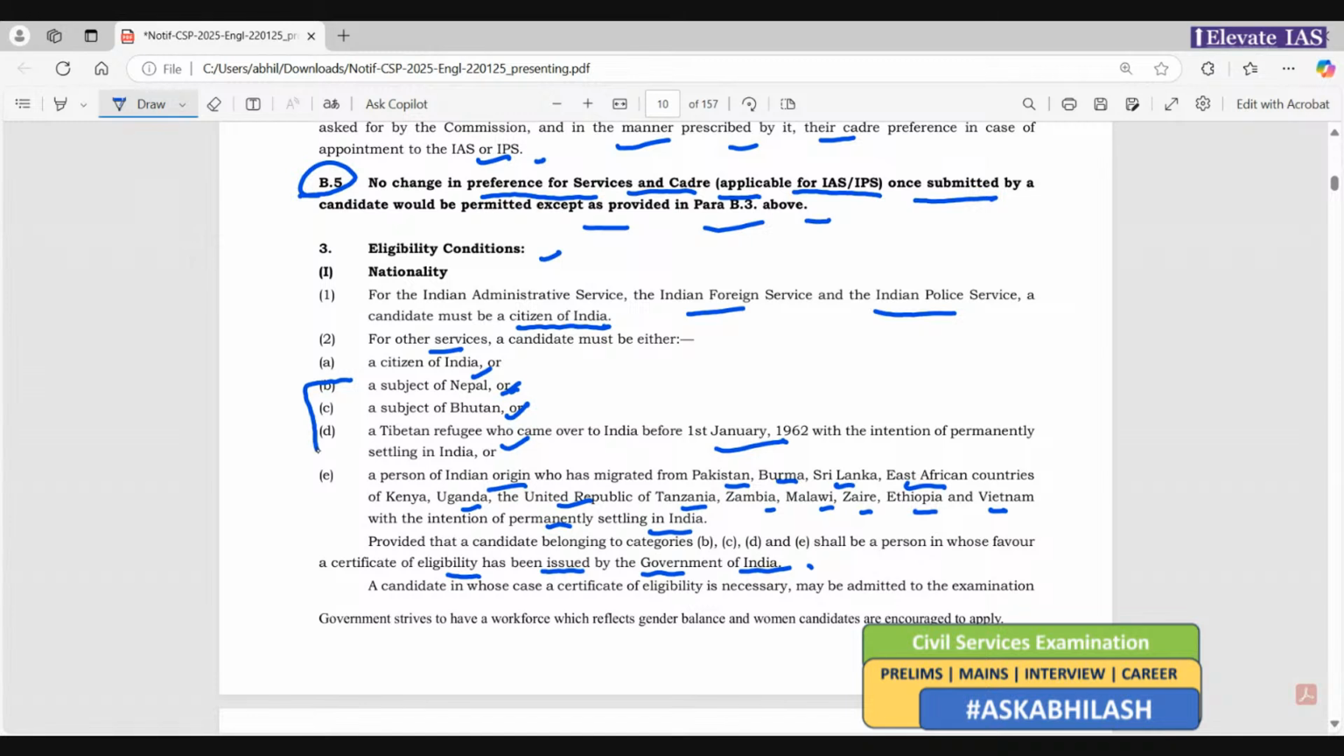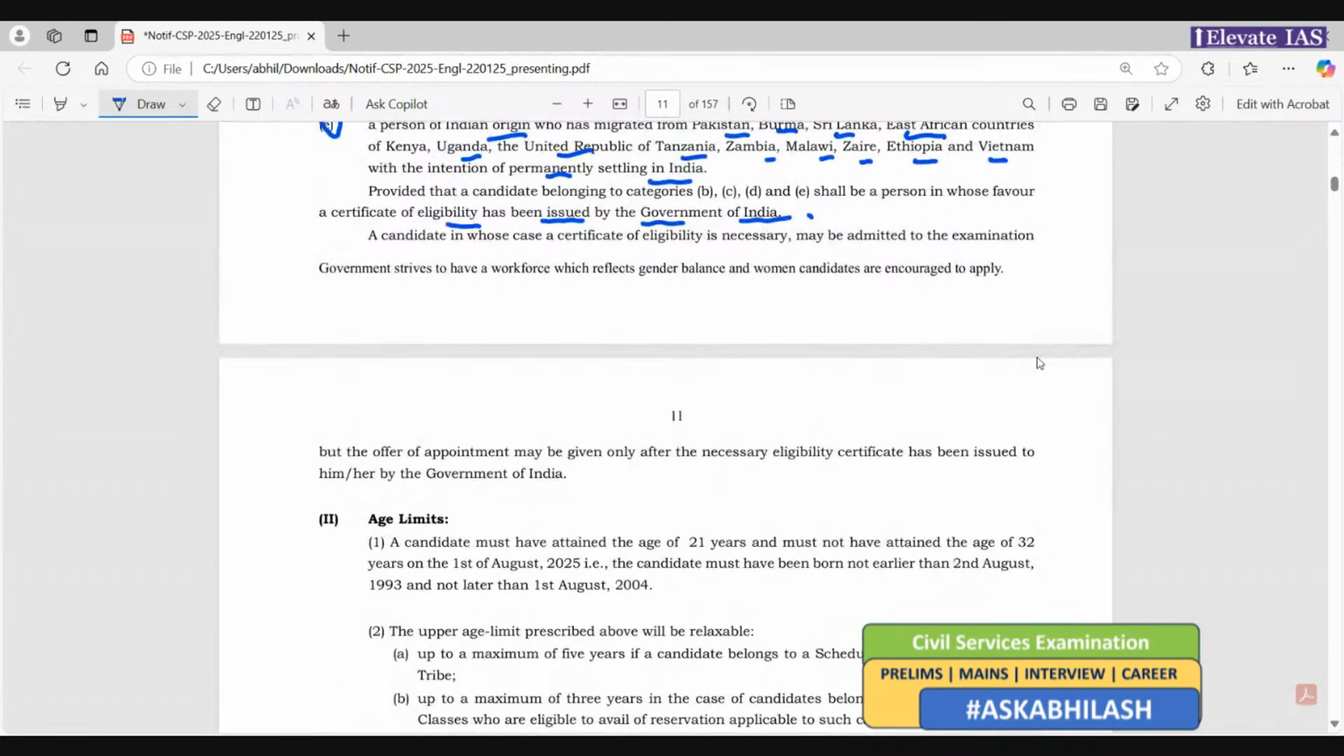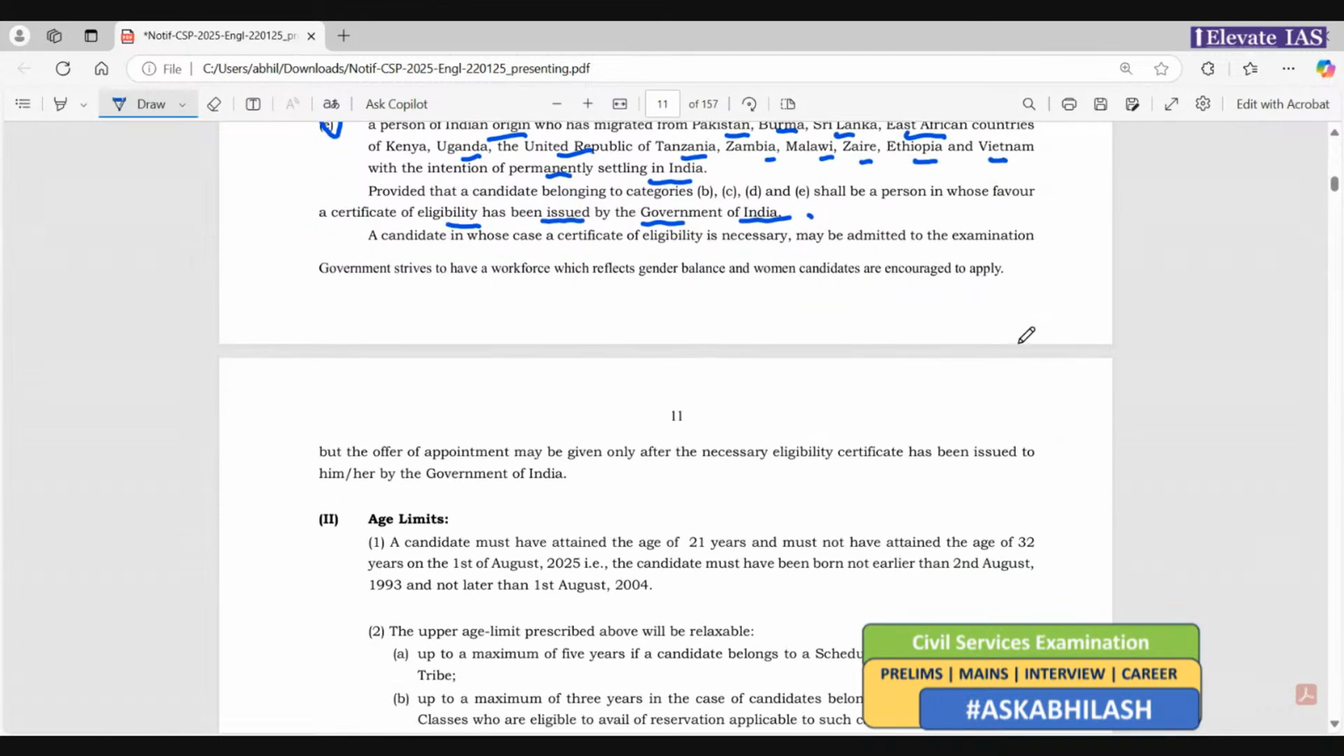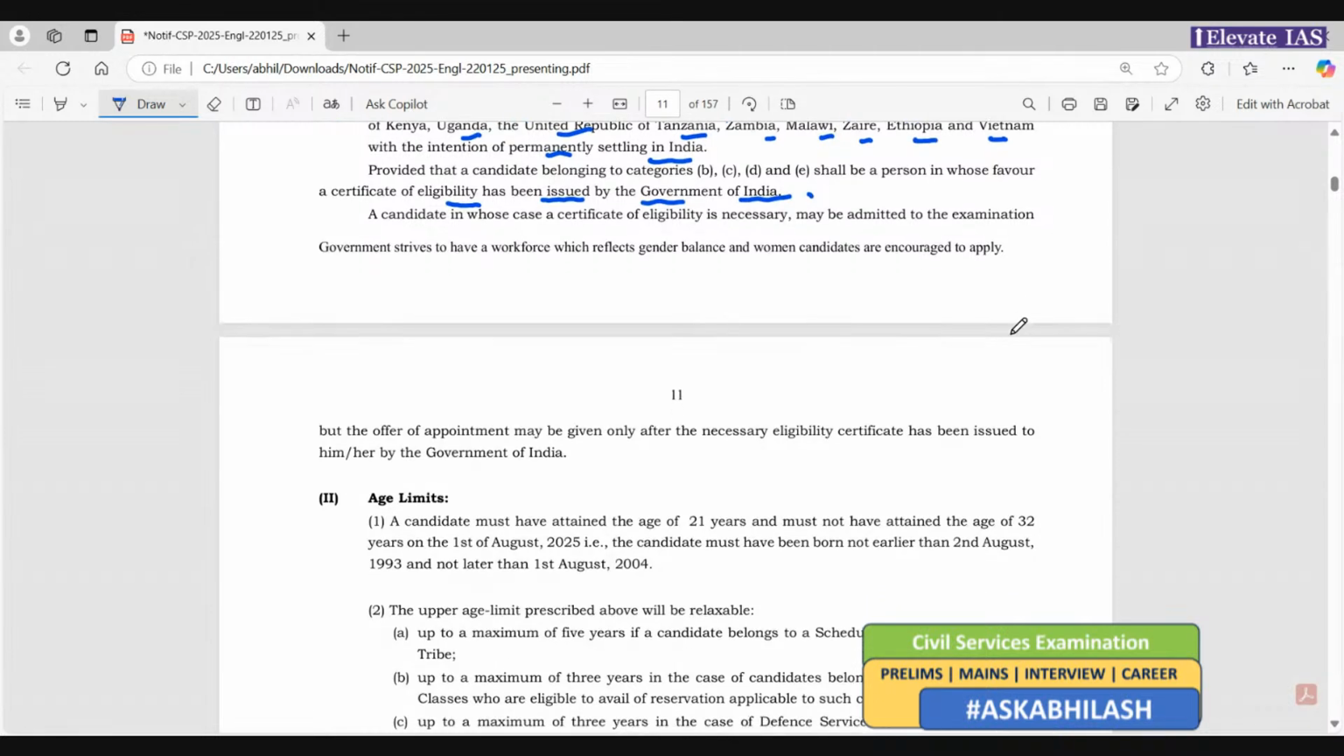For other services, you see that the government has given this certificate, so that will be necessary. But they are eligible. So Civil Services of India is not just eligible for an Indian citizen, but also for citizens, subject of Nepal, subject of Bhutan, Tibetan refugee before 1st January 1962, with intention of permanently settling in India, and others of Indian origin who have migrated.